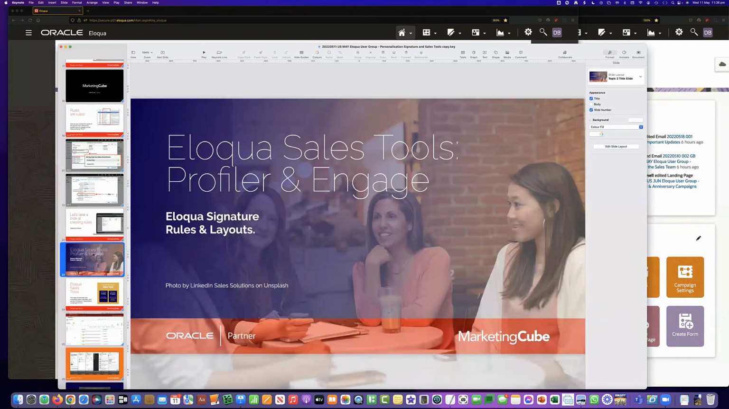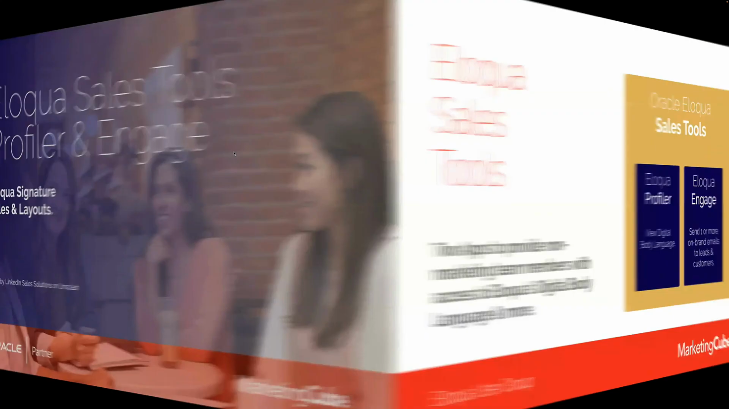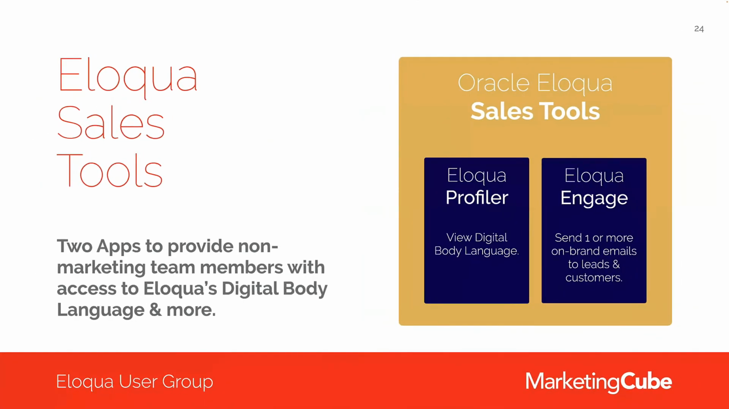Let's jump in and have a look at the sales tools. So the sales tools within Eloqua are Profiler and Engage. So they're the two we're going to focus on. Now, of course, there are a few other bits and pieces that can play along with that, but primarily that's what we talk about. When we talk about sales tools, these are the two applications that we're referring to.